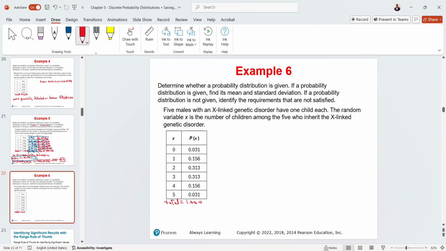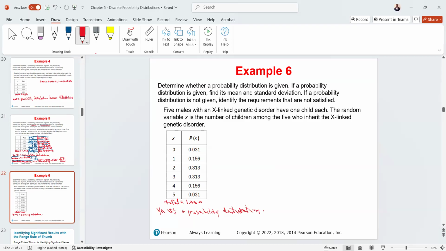This one, yes. It's a probability distribution because all conditions are met. It's a random variable, the total probability is equal to 1, and no probability is less than 0 or greater than 1. Yes. Now, the second question, so we know what we're looking for.